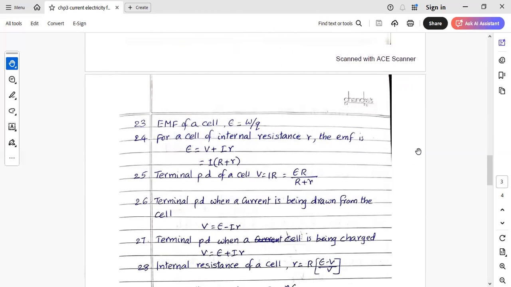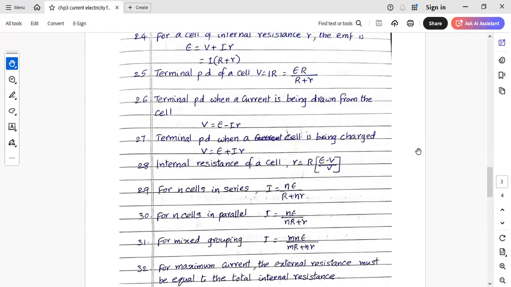EMF of a cell epsilon is equal to W by Q. For a cell of internal resistance r, the EMF is epsilon is equal to V plus Ir, so I into R plus r. Terminal potential difference of the cell V is equal to IR is equal to epsilon R by R plus r. When a current is being drawn from the cell, V is equal to epsilon minus Ir. When the cell is being charged, V is equal to epsilon plus Ir. Internal resistance of a cell r is equal to R into epsilon minus V by V.